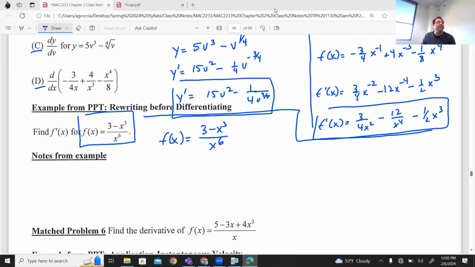You could move x to the 6 to the top and then distribute. That is definitely, that works. That's a good way too. What I'm going to do is a little bit longer, but what's being divided by x to the 6? The first, the second, or both?